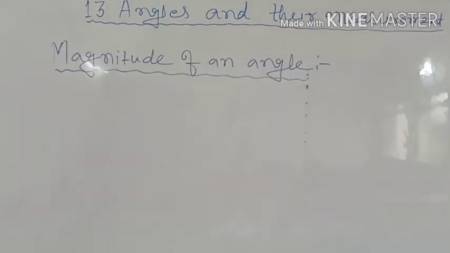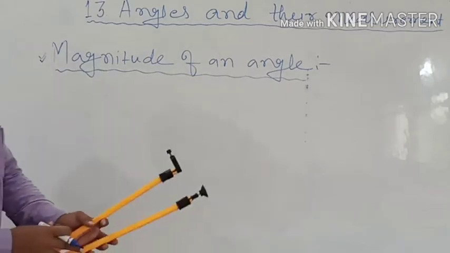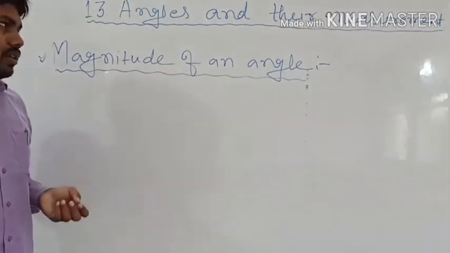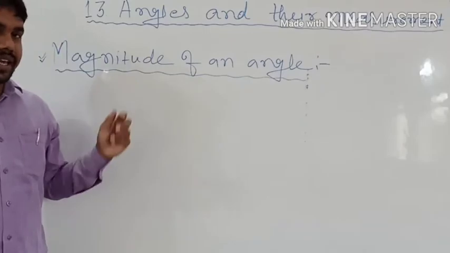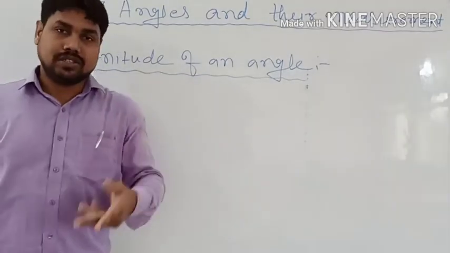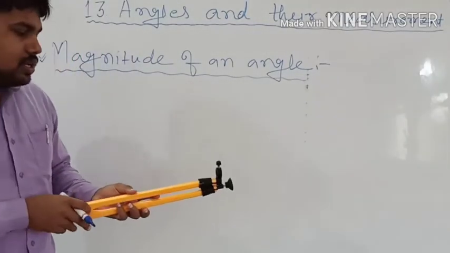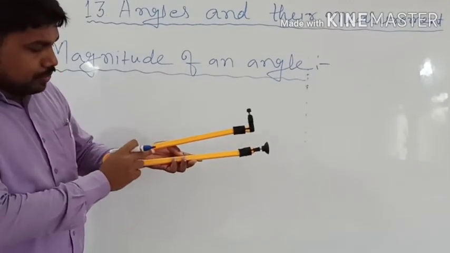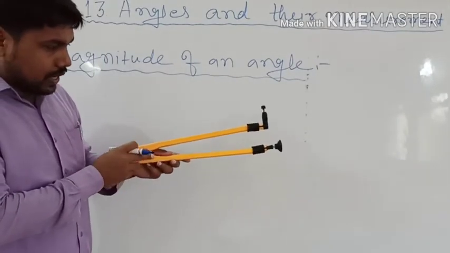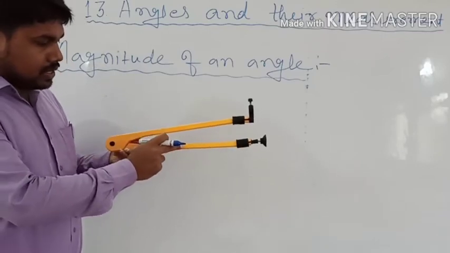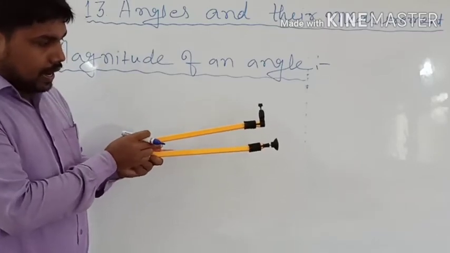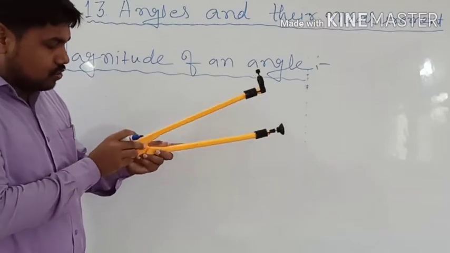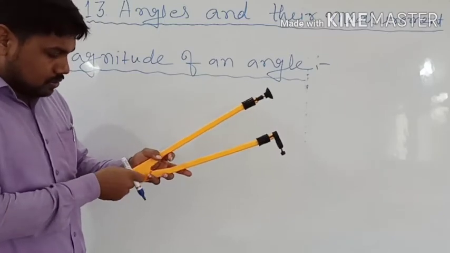The next topic which we have is magnitude of an angle. From the word magnitude itself you can understand what it is asking about. That means how much. Suppose this is an angle, this much. So this is the difference between two lines or two rays. Here this is one ray, this is another ray, and this is how much we are rotating, that depends upon.